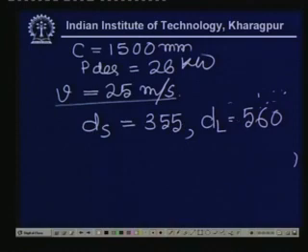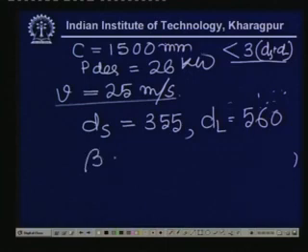C, we have chosen the same thing. Now you can see this C value, which we have chosen, is less than 3 times the ds plus dl, so it is quite okay. So that's the reason I am just repeating the same value. In this way also you can compute the beta with the same formula.